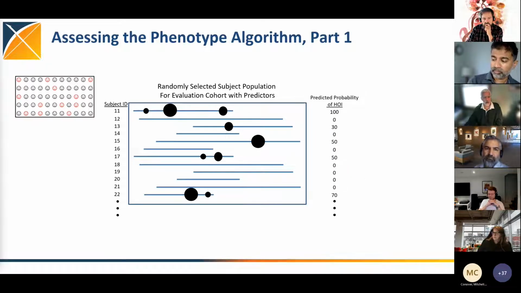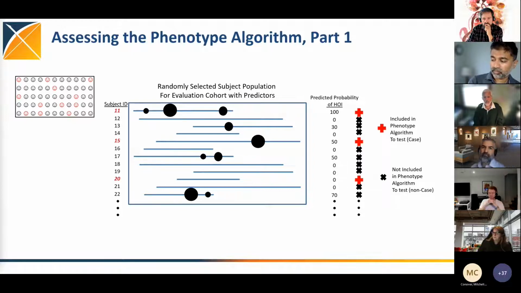So there's the set, there are the people. And then we look at the people that the algorithm selected and the people that the algorithm didn't select. In this case, the red crosses are the people that were included in the phenotype algorithm. The black X's were the people who were not included in the phenotype algorithm. And so now we know the predicted probability of the people that were selected by the phenotype algorithm and were not selected by the phenotype algorithm.